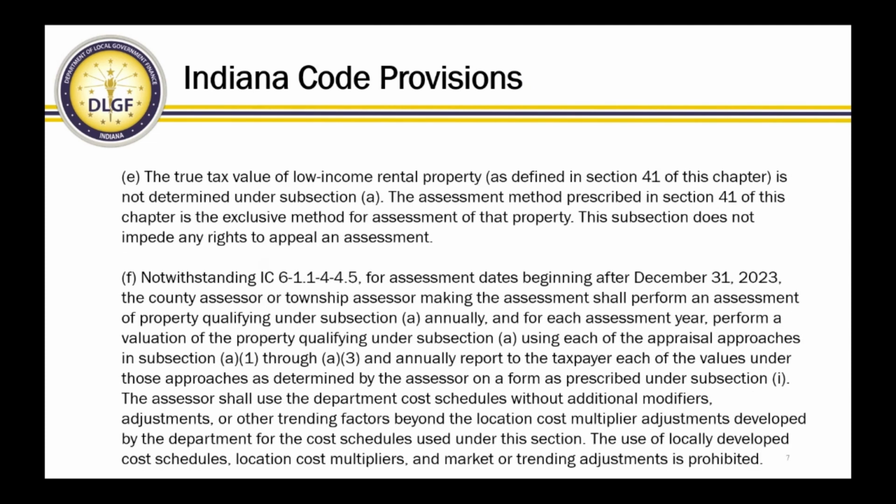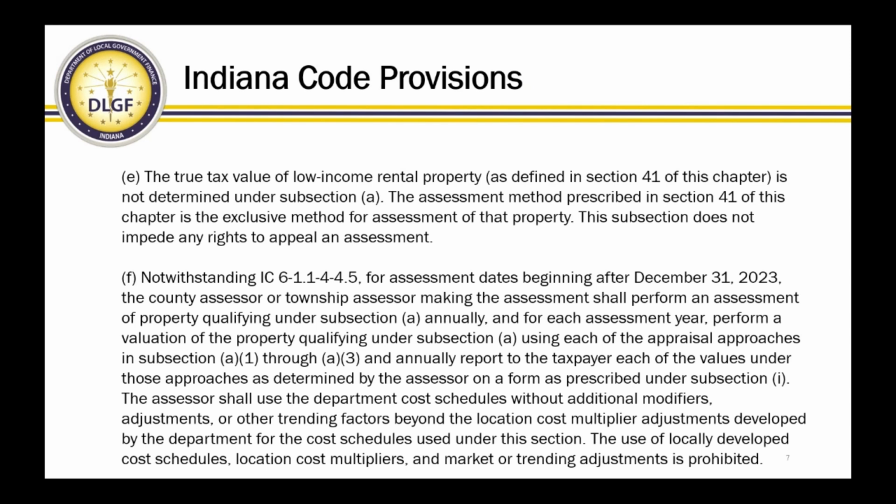Okay, there's a couple things working here, and so the person is correct that the assessor shall use the department cost schedules. As you can see here in the bottom of paragraph F, the assessor shall use the department cost schedules without additional modifiers, adjustments, or other trending factors beyond the location cost multiplier adjustments developed by the department for the cost schedules used under this section. The use of locally developed cost schedules, location cost multipliers, and market or trending adjustments is prohibited.